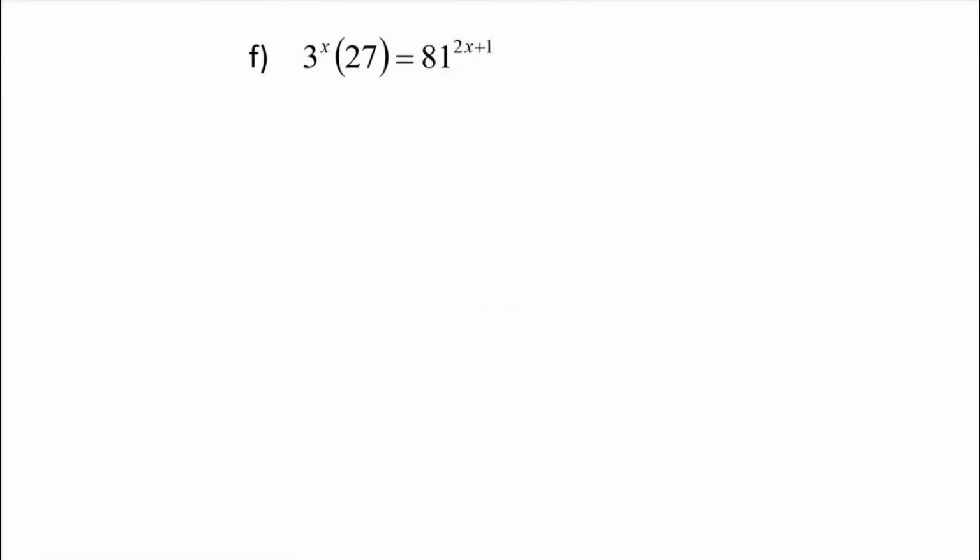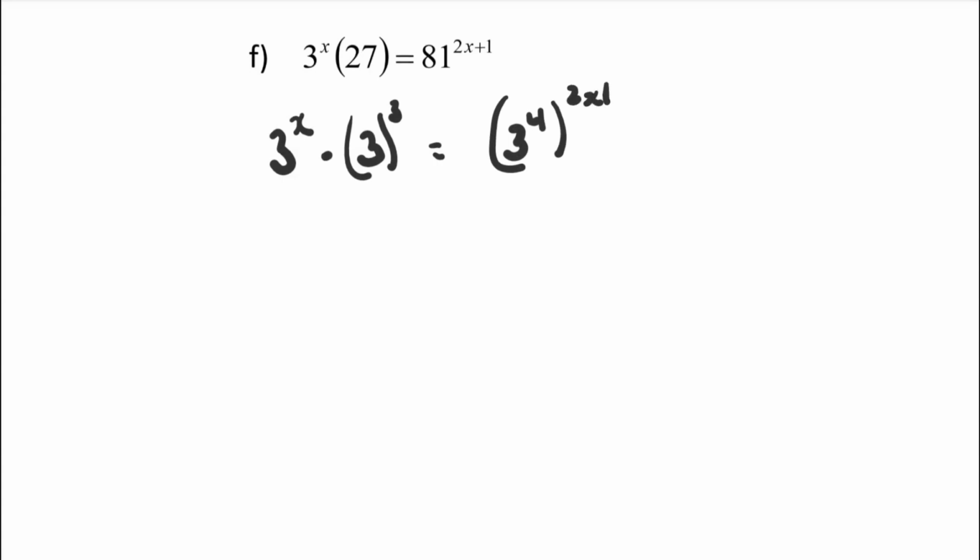Okay, F. So that's the next page. We have 3 to the power of x times 27 is equal to 81 to the power of 2x plus 1. So let's make these all into the powers of 3. So let's make 3 the base, okay? 3 is common between them, so this is going to be 3 to the power of x times 3 to the power of 3, which is equal to 3 to the power of 4 times 2x plus 1.